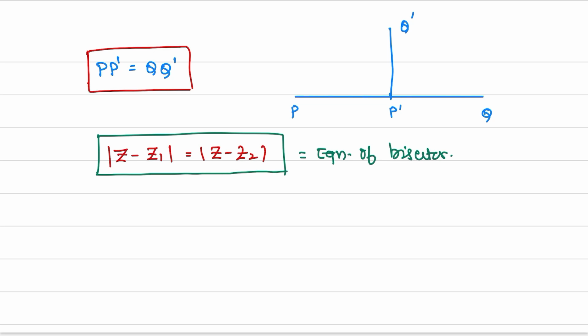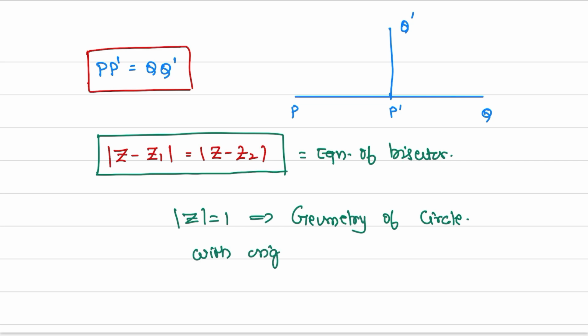It's a small lecture. I thought it is prudent for me to give an introduction about the geometry of straight lines. Also, the geometry of circles I have already explained. For example, modulus Z is equal to 1 is a geometry of a circle, the locus of a circle, with origin as center and radius as unity.